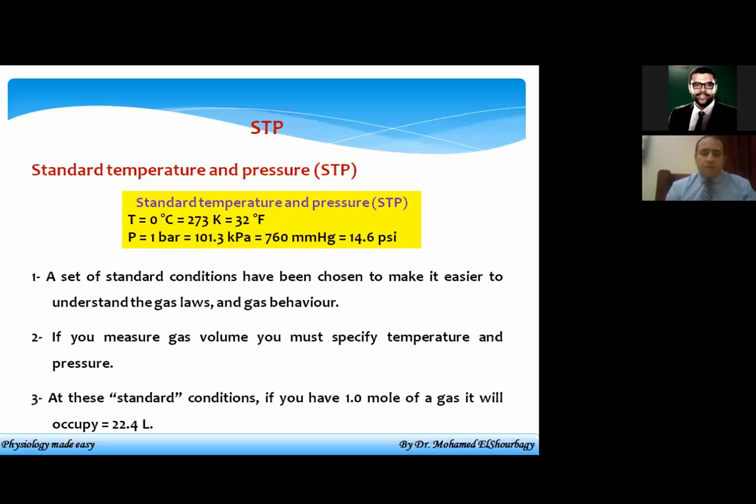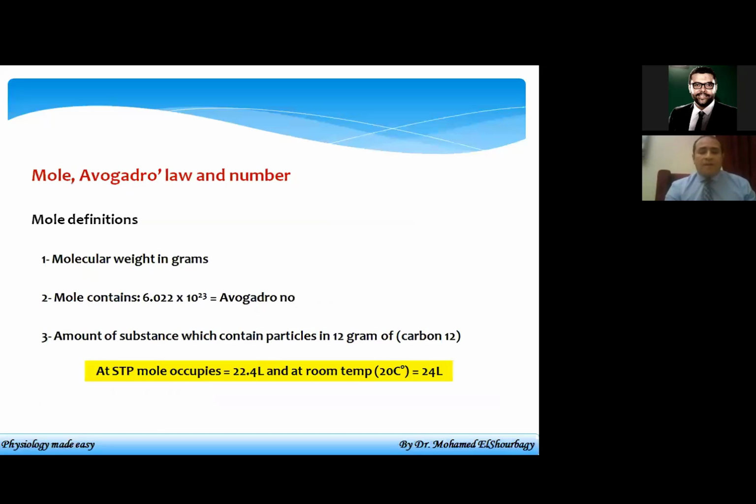22.4 liter. Okay, but please respect the temperature units and the pressure units, equivalent to each other in standard temperature and pressure. Okay, what about mole, Avogadro law, and number?